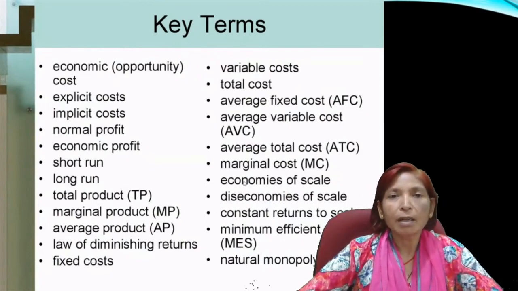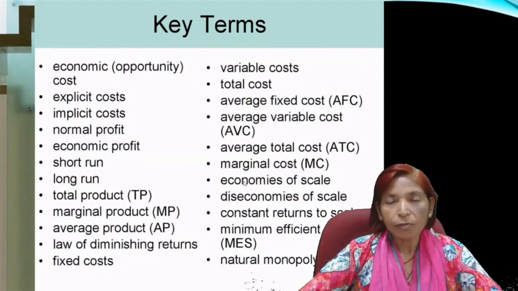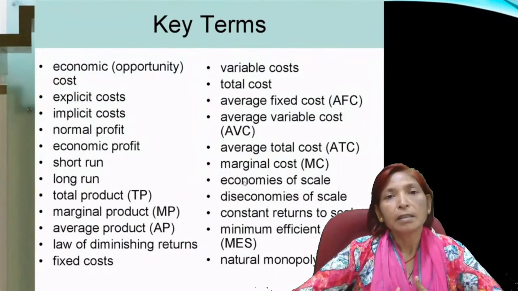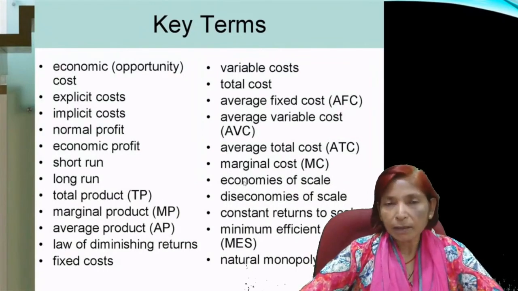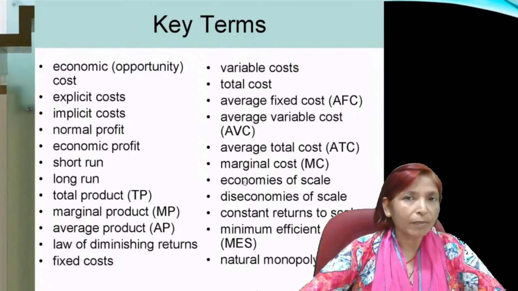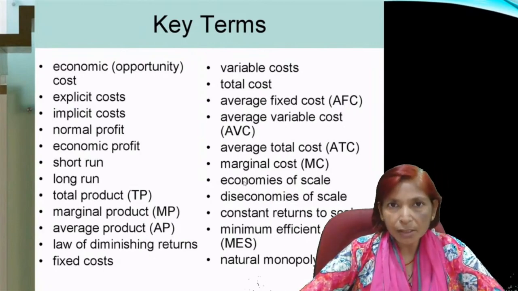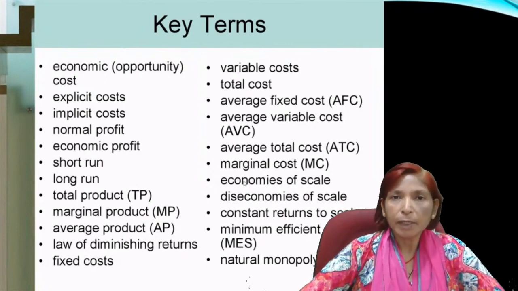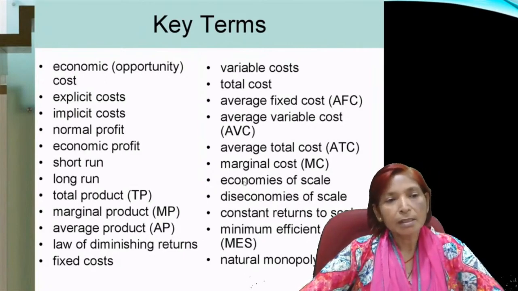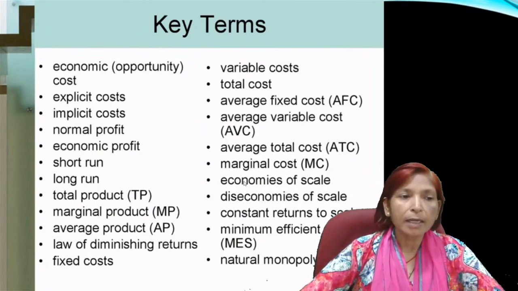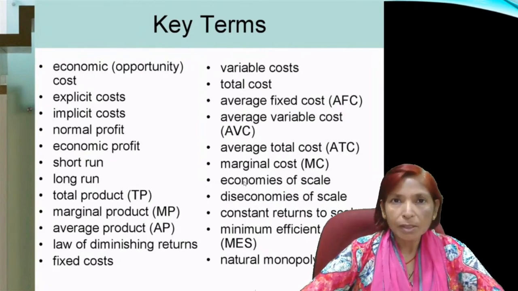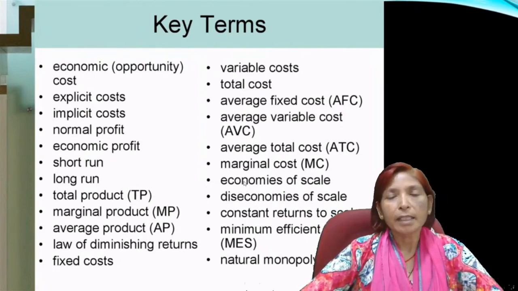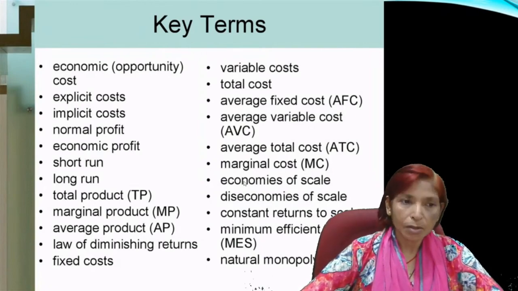So the next best alternative which we have to forego for getting one main thing is called opportunity cost. Next is explicit cost, which we have discussed. It is known as direct cost, like direct material, direct labor, direct expenses. And implicit cost is overhead cost or indirect cost, like indirect material, indirect expenses, indirect labor, is known as implicit cost.